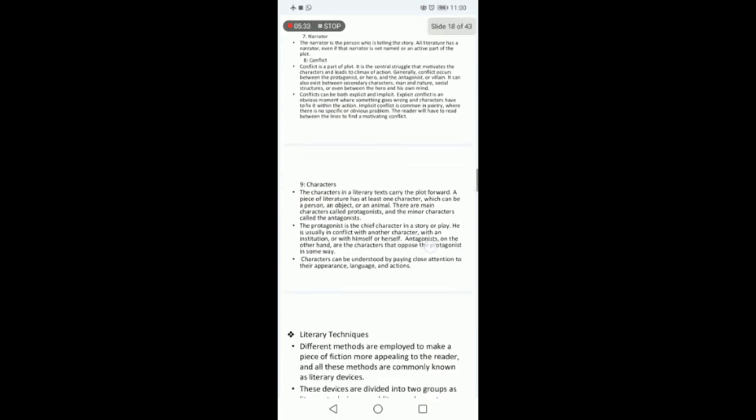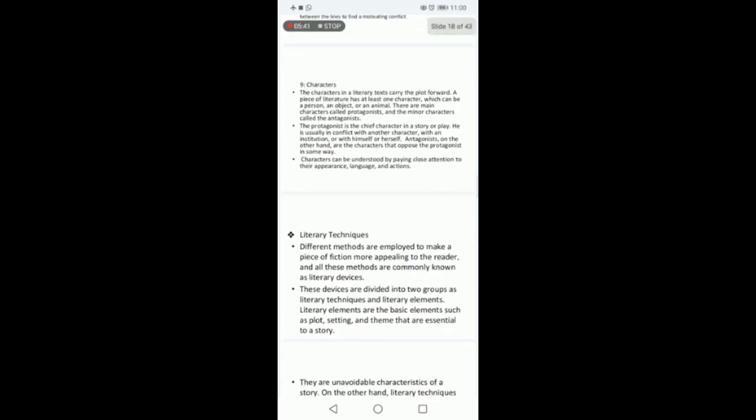And we have conflict. We said that conflict is the central struggle that motivates the characters and leads to the climax of the action and all that. The conflicts can be implicit or explicit. That is, it can easily be seen there that this is the issue of contention. It may be implied after reading. You say, okay, this is what this text is all about.